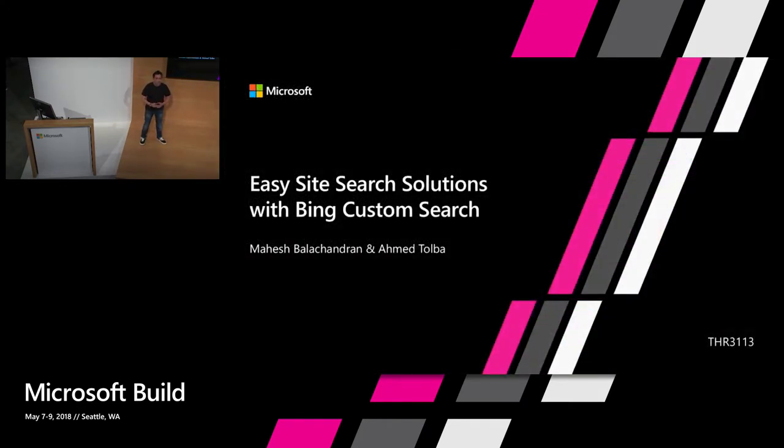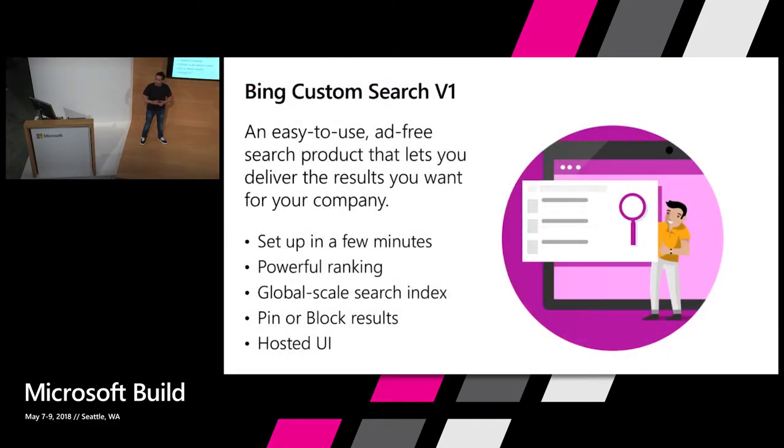Ahmed and I are here to talk about a new product called Bing Custom Search, which we launched just 6 months ago. Custom Search is a part of Cognitive Services, which has a lot of artificial intelligence APIs. You heard about Cognitive Services at the keynote as well as in other subsequent sessions. We just launched this product 6 months ago, and we have been getting a lot of feedback from our developer community.